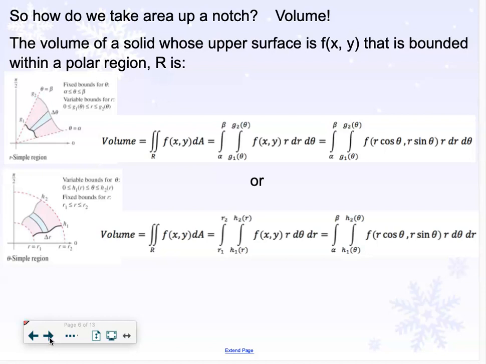And are you okay? He looks befuddled. Yeah. The one in the middle says H2 of R, and this is H2 of theta. Yeah, that's wrong. They should both be H2 of R. Sorry. Did I freak you guys out? Yeah. Oh, thank you.